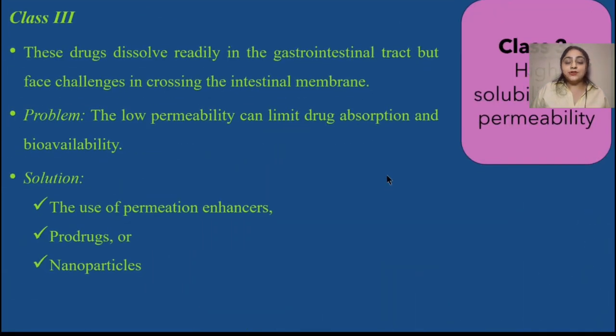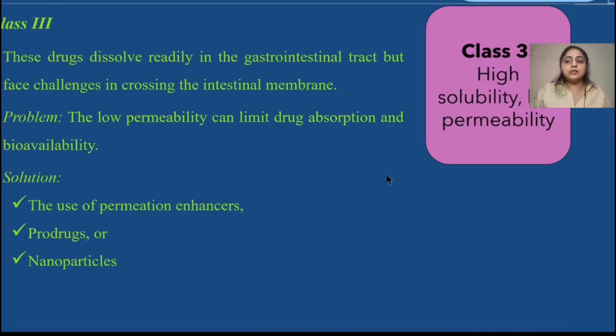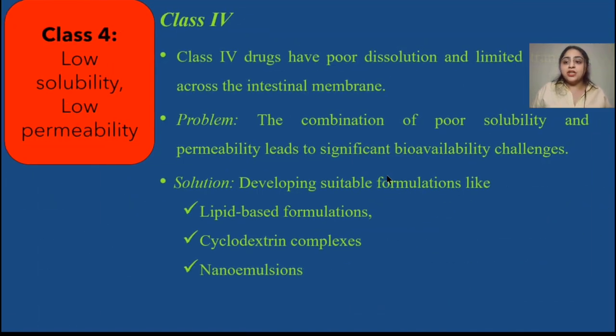Class 3 drugs have high solubility but lack permeability, hence they have a problem in crossing the intestinal membranes, and it can be solved by using prodrugs, penetration enhancers, or nanoparticles. The class 4 drug is very challenging because it has the problem of both low solubility and low permeability, but this can also be rectified by developing suitable formulations like lipid-based formulations, cyclodextrin complexes, and nanoemulsions.